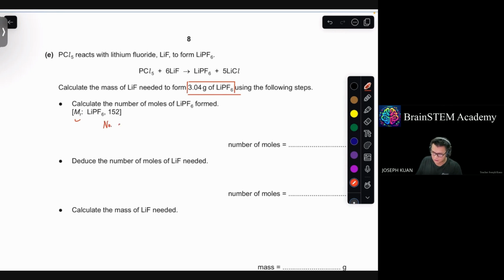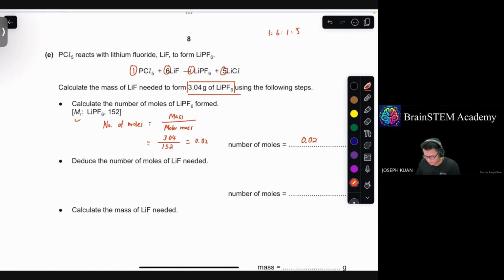So what's the formula for this question? By taking mass over molar mass. So 3.04 out of 152. How many moles is that actually? You should punch the numbers into your calculator and you should be able to get the answer, which is 0.02. From the equation itself, it tells me that the theoretical ratio is a 1 to 6 to 1 to 5 ratio.